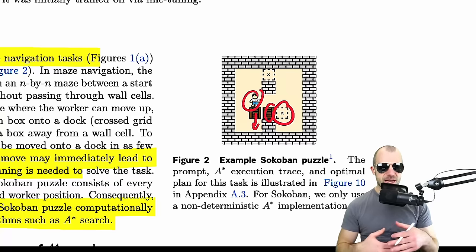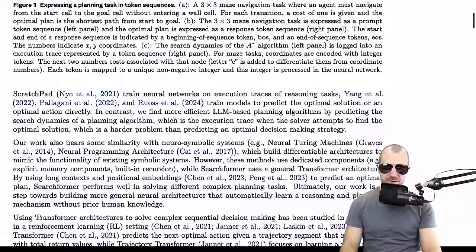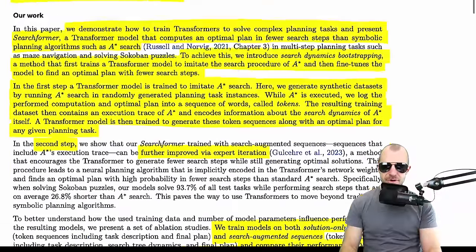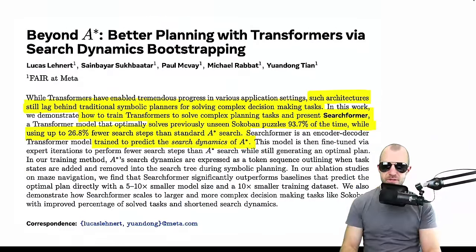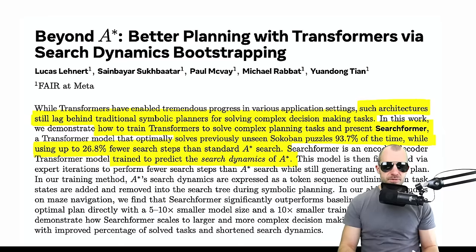This paper tackles planning using transformers, or planning using language models in general. So that's what the paper largely is about. We'll go into how they do it. They do it via bootstrapping from a planning algorithm called A Star, and we'll go into what kind of results they have.